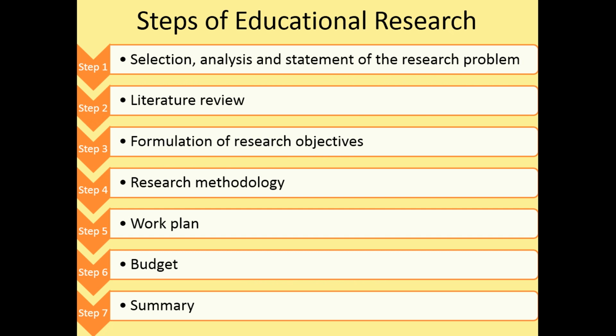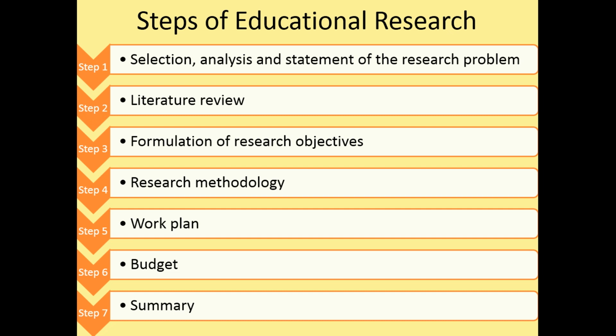Now the steps of educational research. The first step is selection, analysis and statement of the research problem. In this step, the researcher will identify the problem from his or her interest area. After selection, a researcher will define the problem clearly and analyze the background of the problem. Step 2 is literature review. The researcher has to study the problem thoroughly by reviewing related literature.